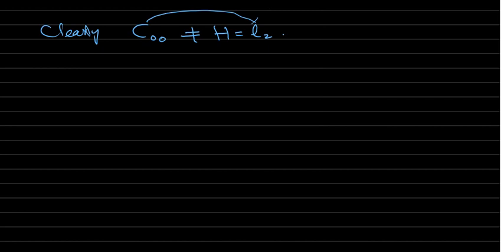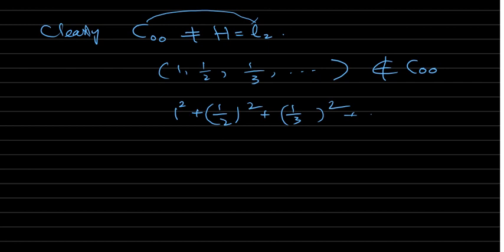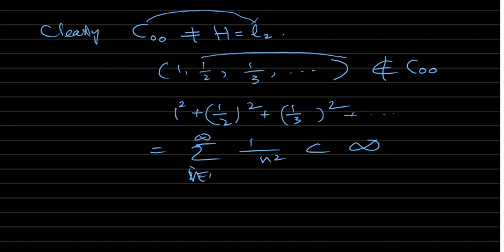Let's see this sequence. If I define this sequence as 1, 1/2, 1/3, and so on. So this sequence is not in C00. Obviously, it's not in C00, because every term of this sequence is non-zero. But you will see that this sequence lies in L2 because if I take the square, then add the things, it's like this summation 1 by n square, and it's a convergent thing. This converges, and runs from 1 to infinity. So that means this sequence is in L2 but not in C00. So this C00 is not L2 space.